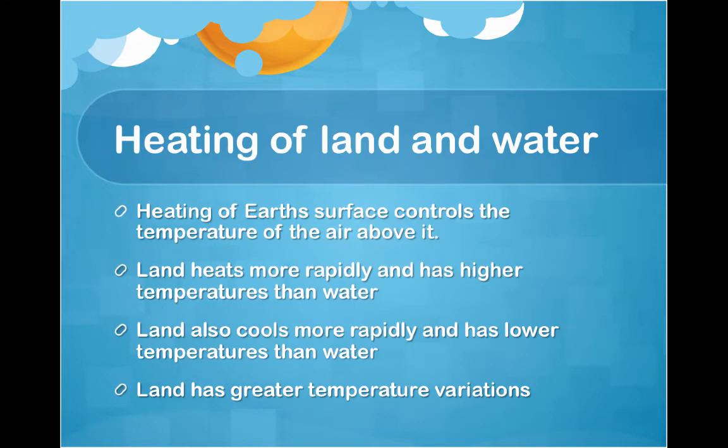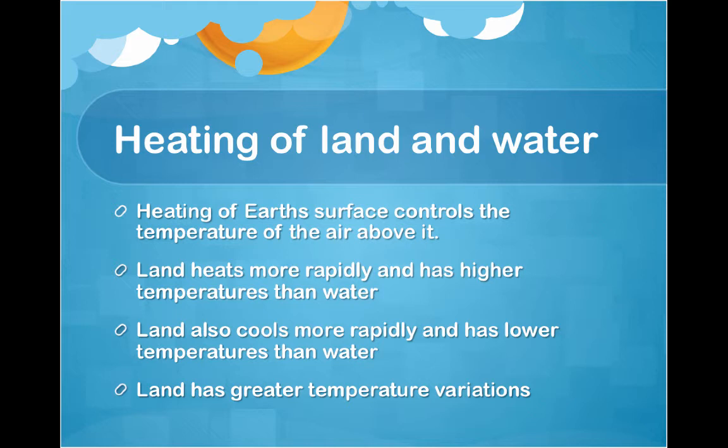The heating of Earth's surface controls the temperature of the air above it. To understand differences in air temperature, we have to look at what the surface is made up of. Different land surfaces absorb different amounts of incoming solar energy. The largest contrast, however, is between land and water. Land heats more rapidly and to higher temperatures than water. But land also cools more rapidly and to lower temperatures than water. Temperature variations, therefore, are considerably greater over land than over water.